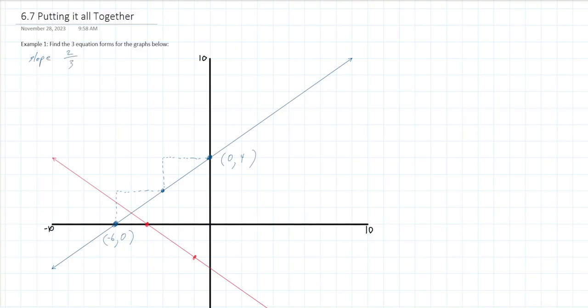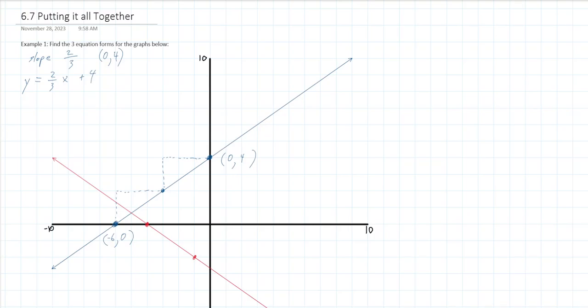Then what we're going to do is use one of the points. Now I'm just going to choose to use this one, and the reason why I'm going to use that one is because now we can have slope-intercept form. So we can use y equals 2 over 3 x plus 4. Okay, so this is one form of the equation.